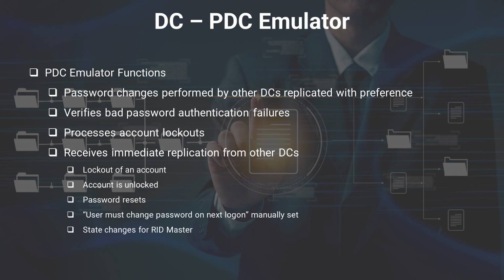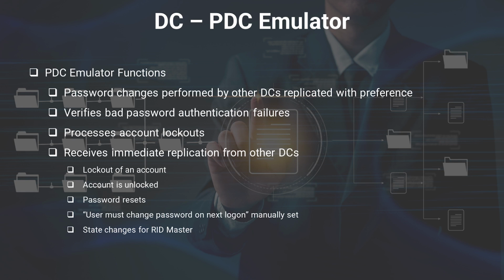For example, the PDC emulator is responsible for password changes performed by other DCs, which are replicated with preference. So if a change of a password occurs on a non-PDC emulator, the PDC emulator will receive this change as a preference replication by that DC. The PDC emulator verifies bad password authentication failures. So if a user fails to log on, it'll go to the PDC emulator to make sure that that's absolutely true, and that the user shouldn't be able to log on.